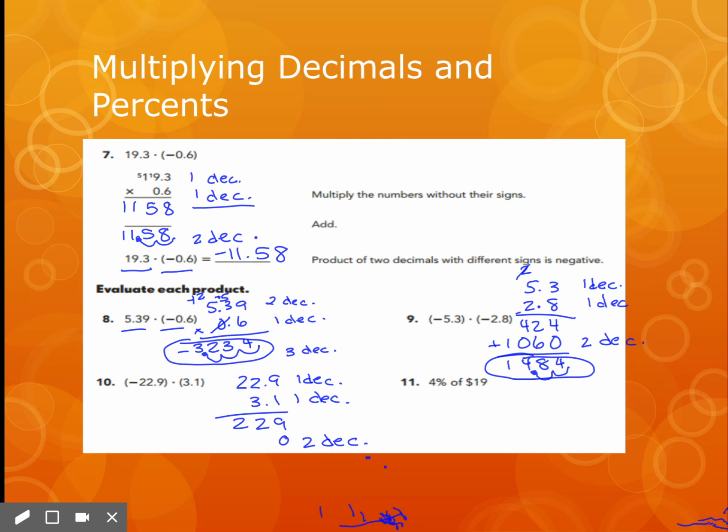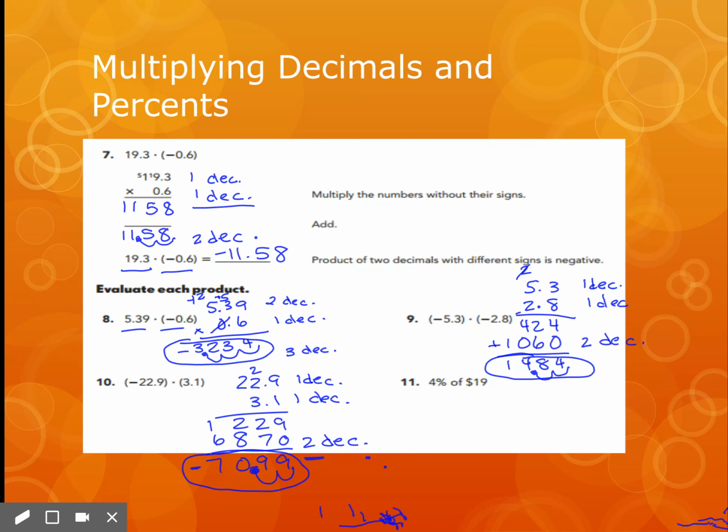Drop my 0. 3 times 9 is 27. Carry the 2. I'm sorry, 3 times 2 is 6 plus 2 is 8. And 3 times 2 is 6. So now I just add and I get 9, 9, 10, carry the 1, 70.99. I need to put my decimal back in, and like I said, 2 decimal places here. So 1, 2. And my original question was a negative times a positive, so my answer is going to be a negative 70.99.